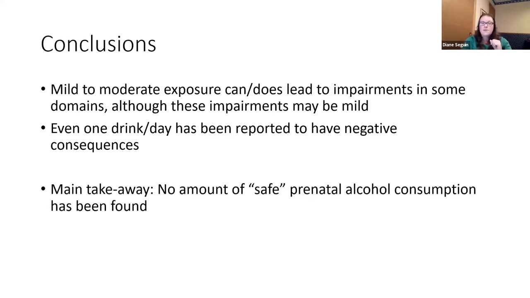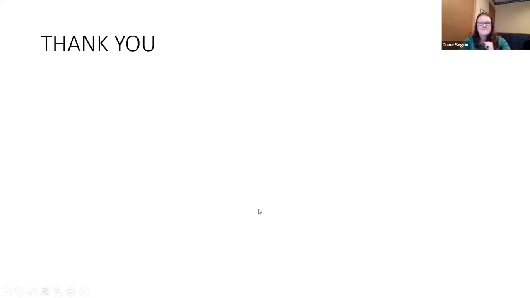But overall, the main conclusions are that mild to moderate exposure can and does lead to impairments in some domains, even if these changes are mild. We do see significant changes. There's evidence that even 1 drink per day can have negative effects on the child, and these effects are long-lasting. We see them in teen years, and in the animal models, we even see them carrying through to adulthood. So the main takeaway from everything is that so far there's no evidence to support that there's a safe amount of alcohol consumption during pregnancy. And that is the last thought that I will leave with you. So thank you.